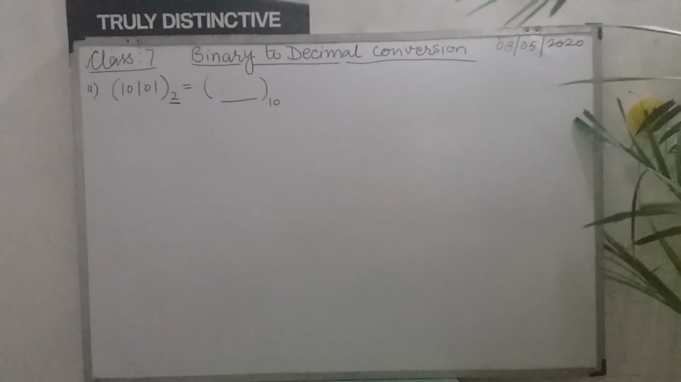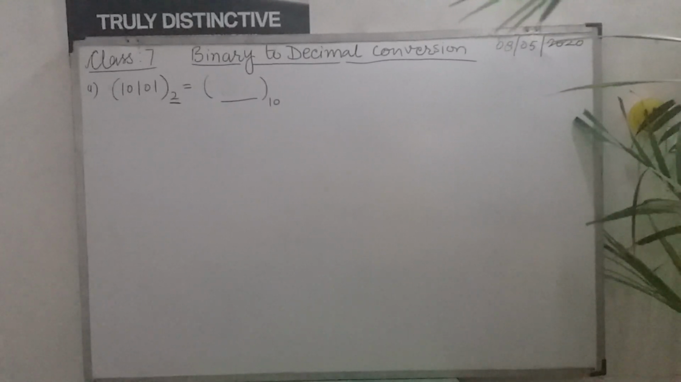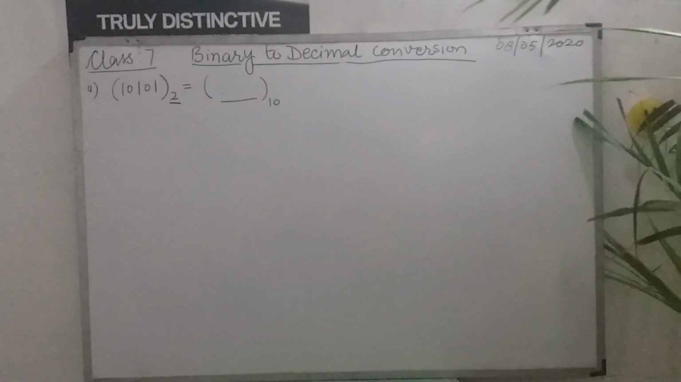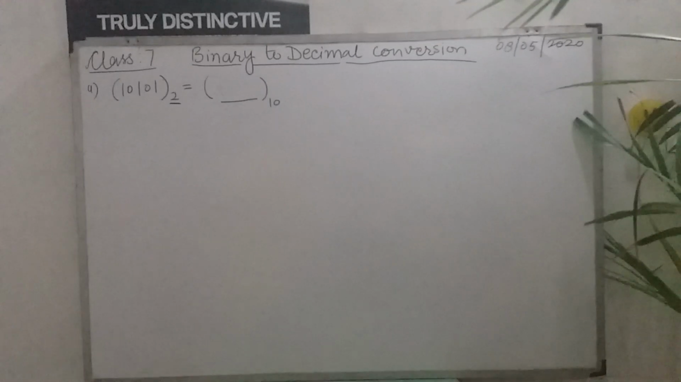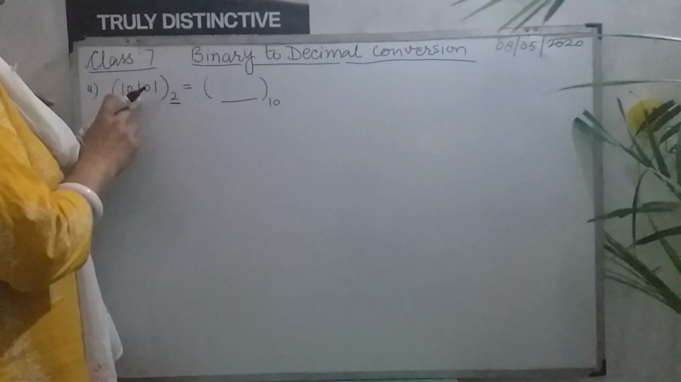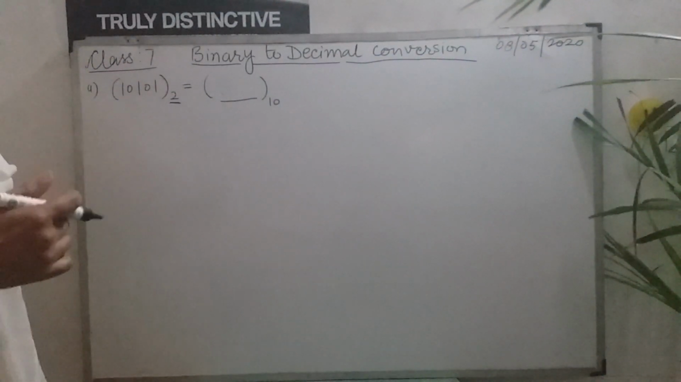So students, we are taking one binary number, 10101. To convert this number into a decimal number, you have to count the total number of digits present in the binary number. As the number is 10101, we will count it. How many digits are here? 1, 2, 3, 4 and 5. So there are 5 digits in total.